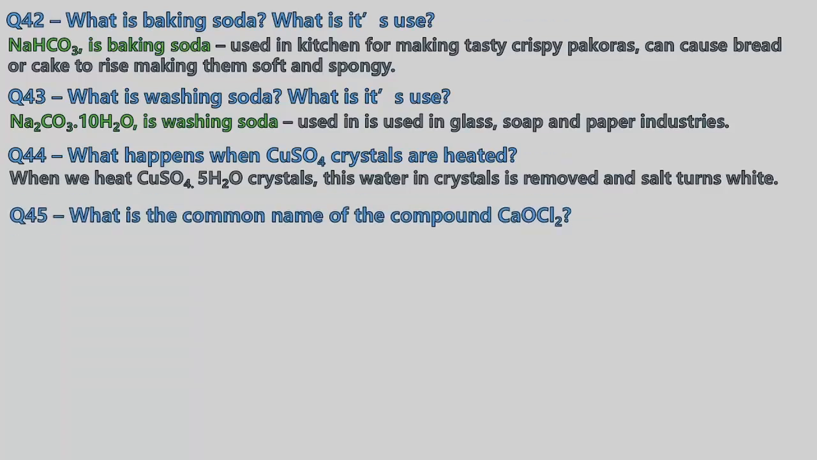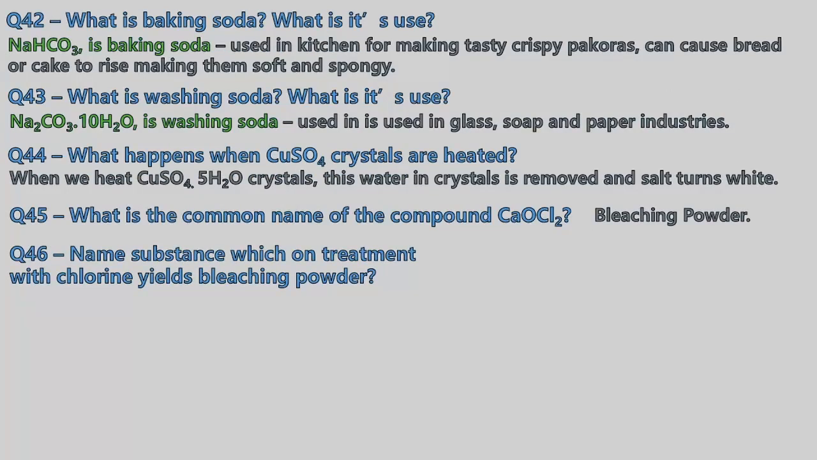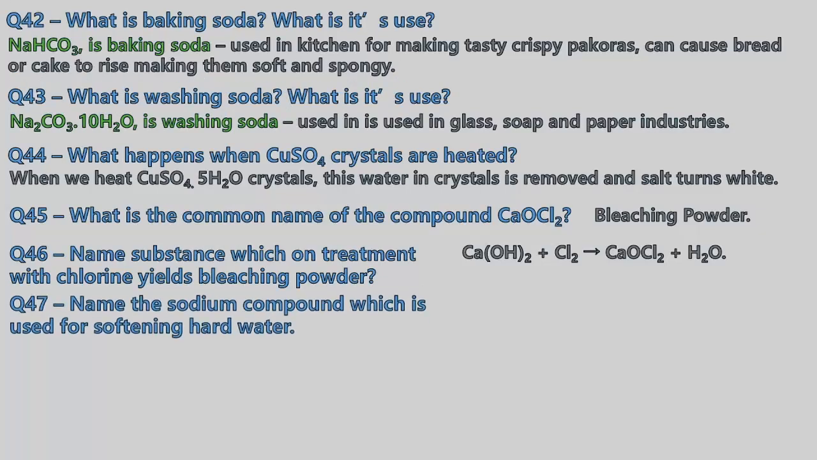What is the common name of CaOCl2? We know this, it's bleaching powder. Name the substance which on treatment with chlorine yields bleaching powder. So they are asking, how do you create bleaching powder? We take calcium hydroxide, that is Ca(OH)2, and react it with chlorine, and it gives us CaOCl2, that is bleaching powder, calcium oxychloride, and water.